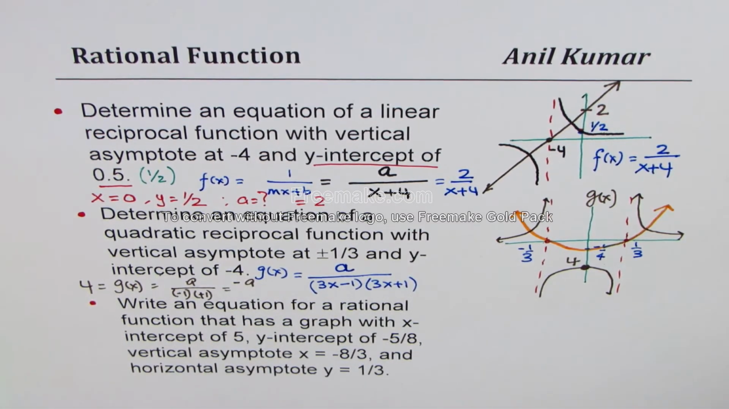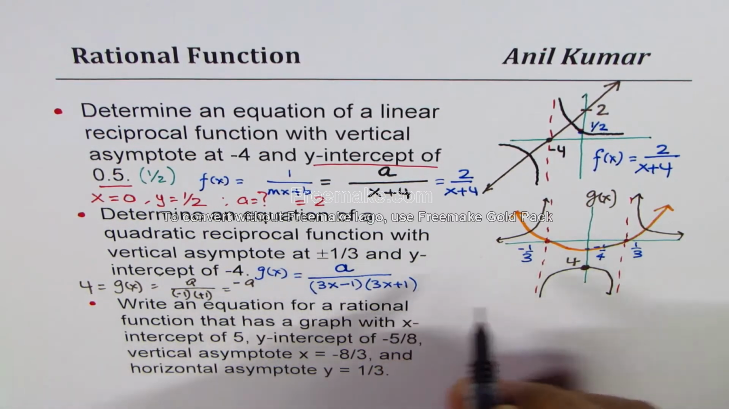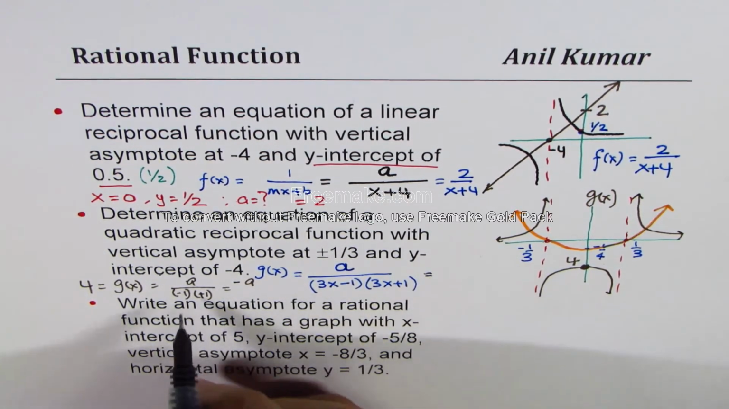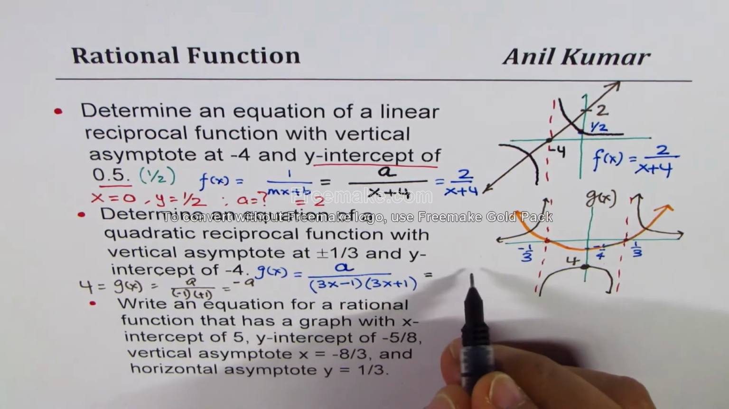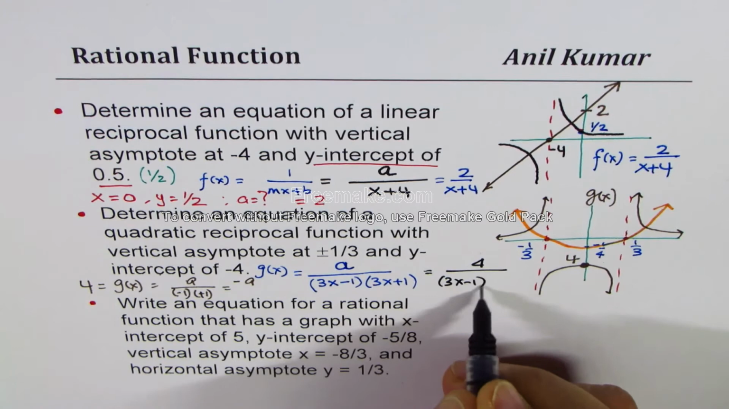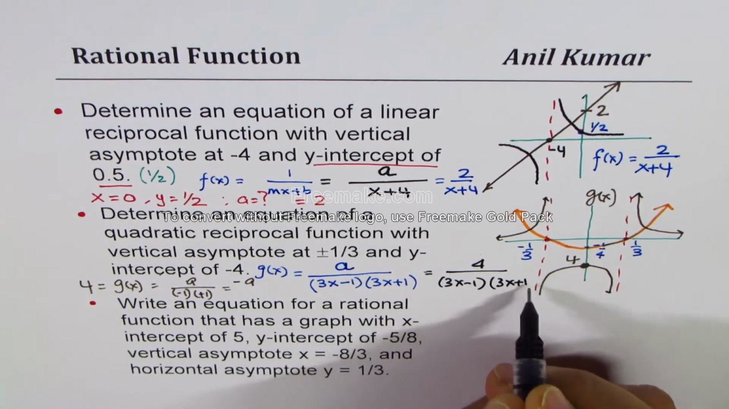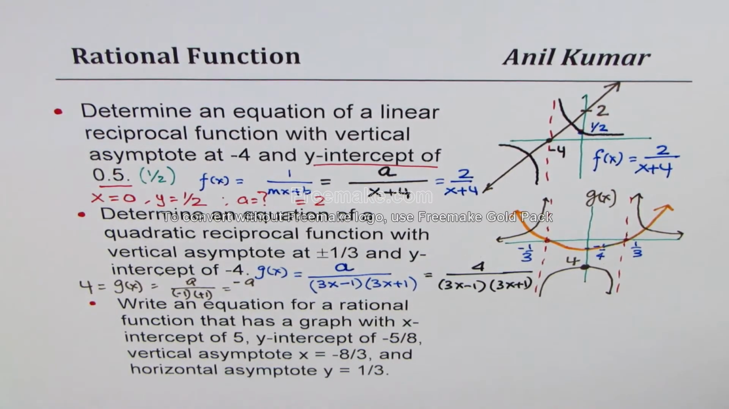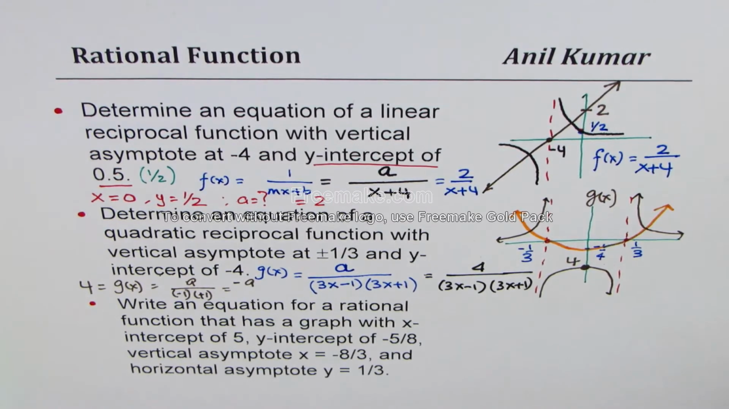You get the idea, right? So that is how you are going to get your equation. So we'll say a is 4, and therefore our function will be 4 over 3x minus 1 times 3x plus 1, right? So that becomes the function for the given condition. So I hope this is absolutely clear, right?